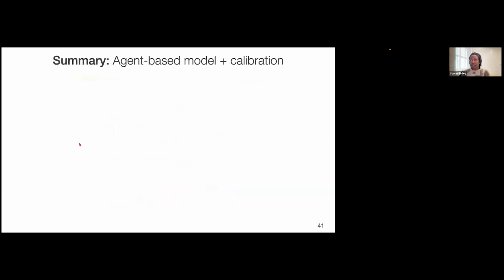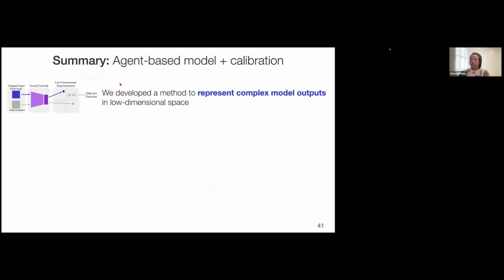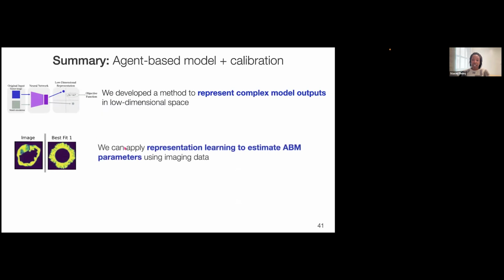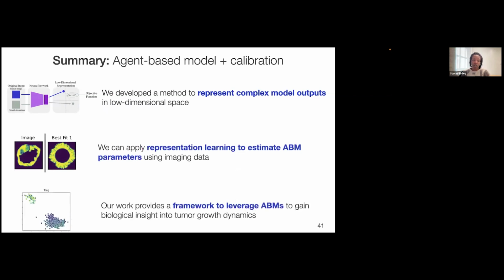Let me just summarize this last part of the talk, where we have developed a method to represent tumor images, either from in vivo mouse models or from our agent-based mathematical model, in low dimensional space. We can then apply that representation learning to perform model calibration and to estimate the agent-based modeling parameters. And we can further use our model to understand the dynamics of tumor growth and even spatial effects that might arise due to different immunotherapeutic options.